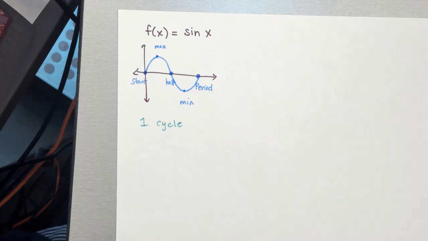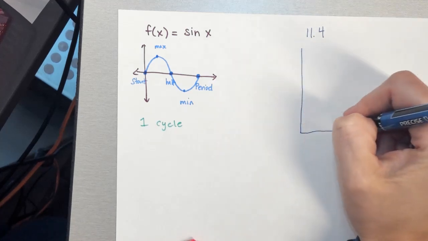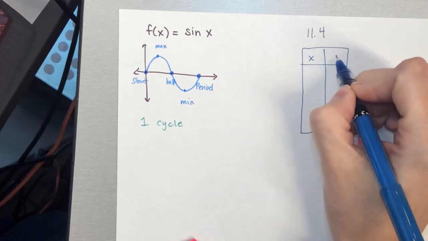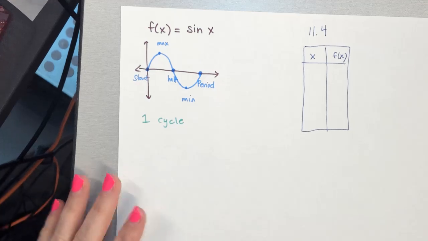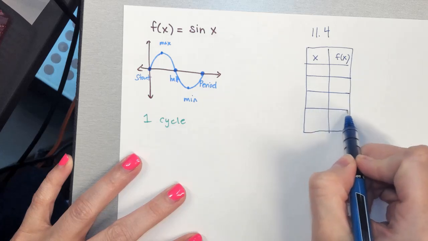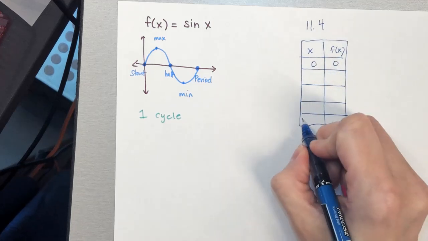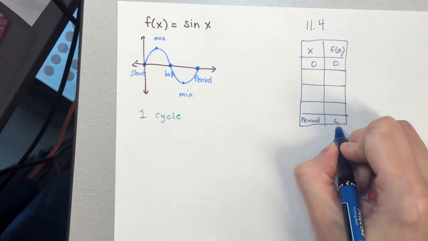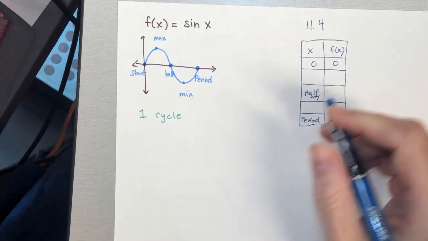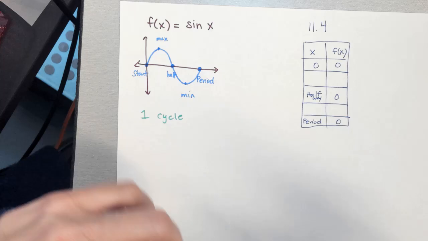In 11.4, we made our tables. So we have x and then f of x. And for each table, we had 5 points. You are always going to start at 0, 0, end at the period, which is 0. You're going to find what's halfway between 0 and whatever the period is, and that will be 0. And then you're going to find your max and your min.